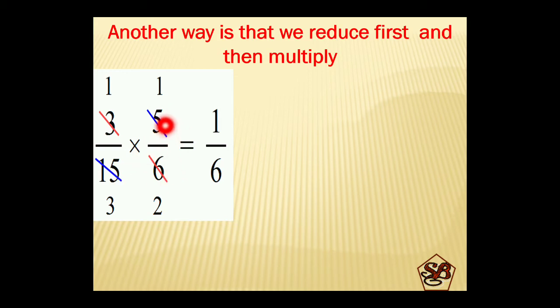We can cancel numerator and denominator vertically or diagonally, right? So 5 and 15 can be cancelled. 5 ones are 5, 5 threes are 15. 3 and 6 can be cancelled. 3 ones are 3 and 3 twos are 6. Now whatever is left, we multiply that. 1 into 1 is 1. 3 into 2 is 6. Here our answer is already in the simplest form. So this is our final answer.